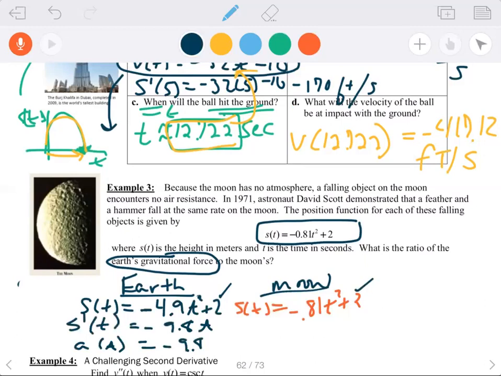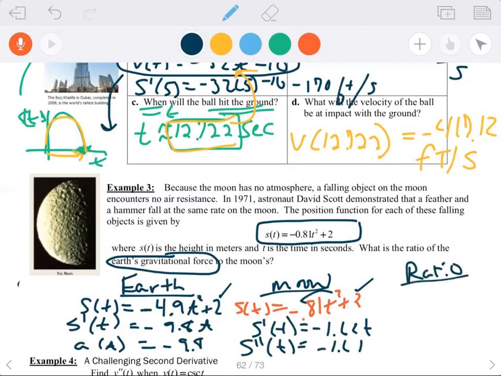On the next one, when I bring this out front for the moon, I'll take my first derivative, I get negative 1.62 t. Again, I'm just power ruling it with respect to t. And my second derivative, which will be the acceleration on the moon, I get negative 1.62. So the question was the ratio of the Earth's to the moon. So for my ratio, I'd grab the Earth's acceleration due to gravity divided by the moon's, and that would be about 6.049. So the Earth's gravity is about 6 times that of the moon's.